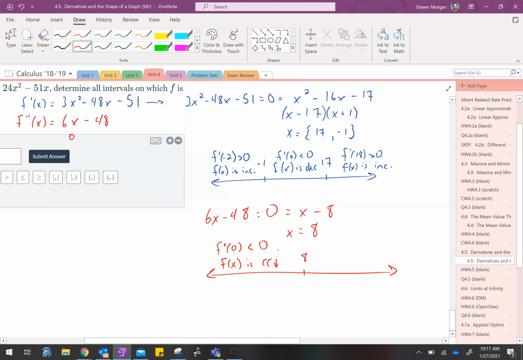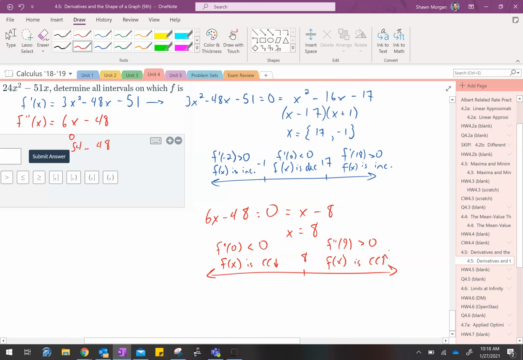And then if we picked a number greater than 8, like f double prime of 9, let's just say, 9 times 6 is 54. 54 minus 48 is positive. So with that being positive, what we know about the function is that it is concave up.